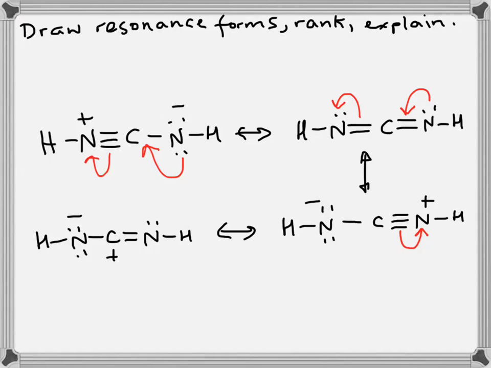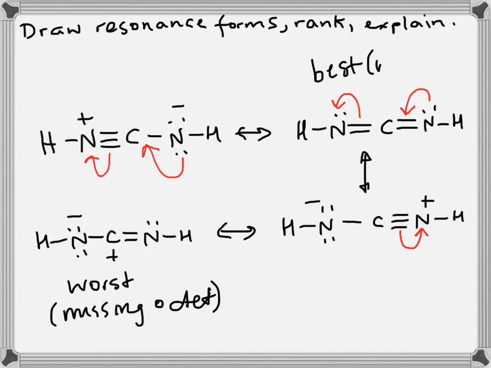Okay, now when we go to rank them, this last resonance form that I just drew would be the worst because it is missing an octet. It's missing an octet on the carbon, so that was actually the least significant resonance form. And when we look at the other three, this one on the top right is the best because it has no formal charges. It has filled octets and it has no charges, so that's the best.